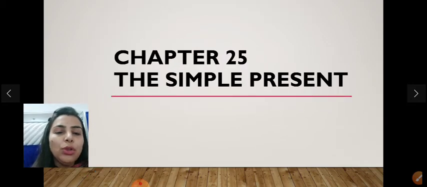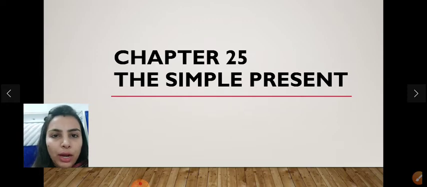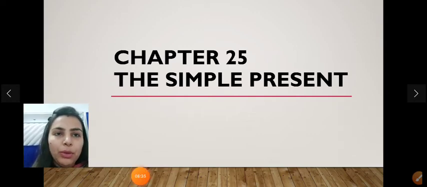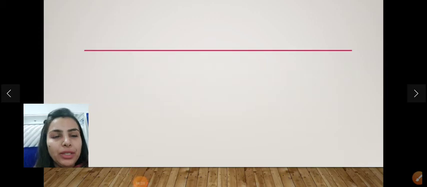Now, this was all about the past tense where we have to use ed or some irregular verbs to make it past. Now we are going to study about the simple present, which is our chapter number 25, the simple present tense.